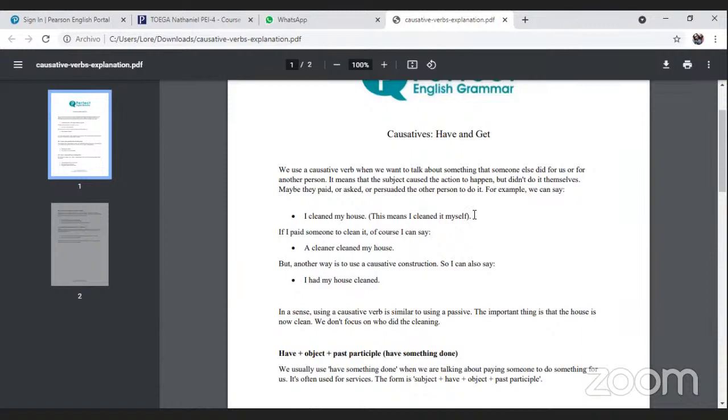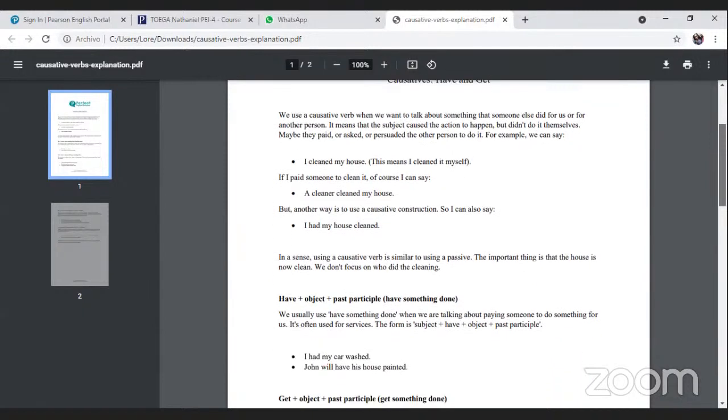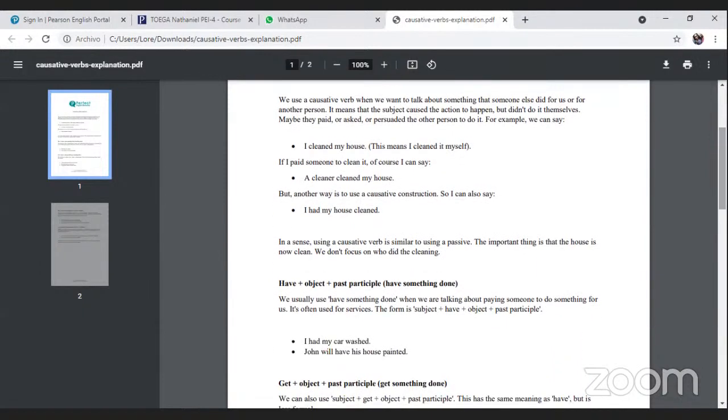this first one, right? I cleaned my house. This means I cleaned it myself. If I pay someone to clean it, of course, I can say, a cleaner cleaned my house. But another way to use a causative construction, I can also say, I had my house cleaned, right? In a sense, using a causative verb is similar to using a passive. The important thing is that the house is now clean. We don't focus on who did the cleaning.